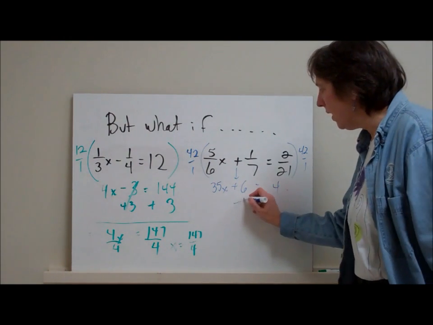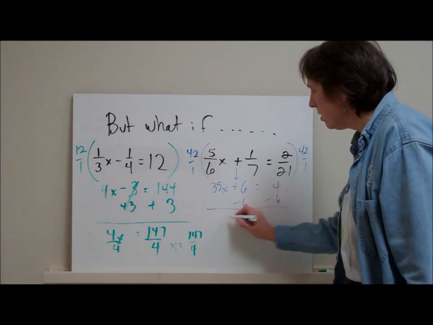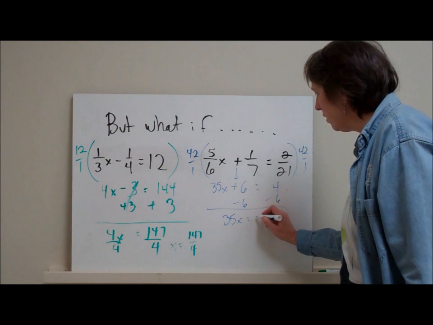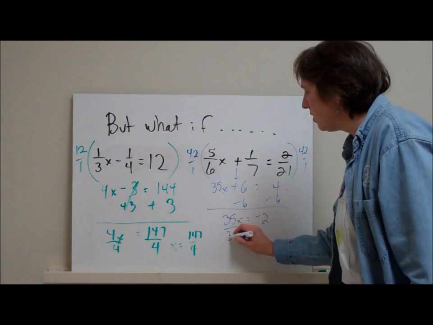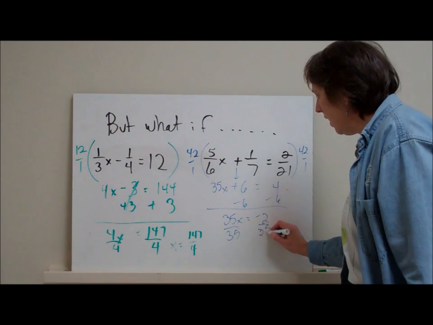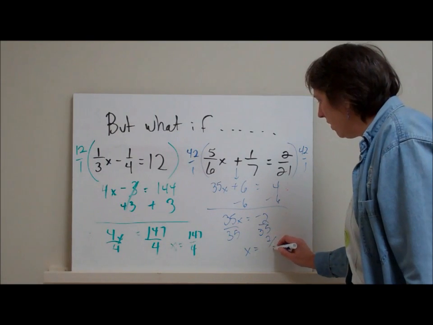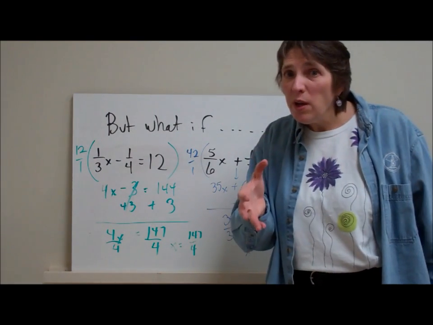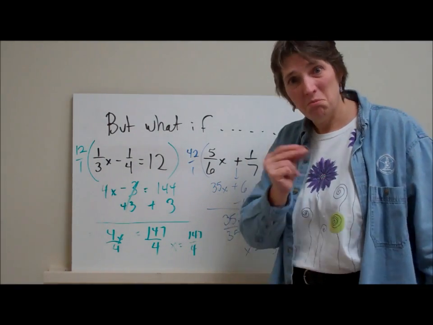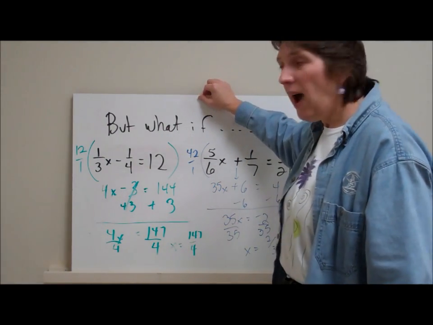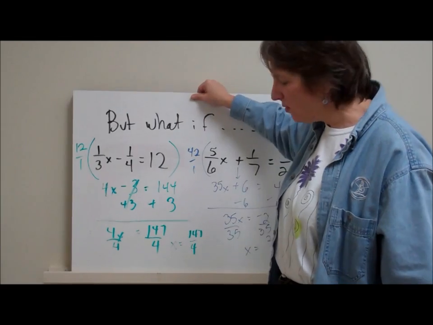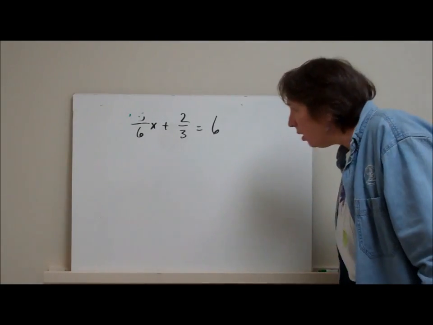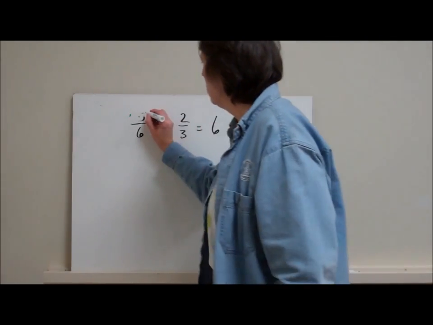Now I can just do regular two-step equations. I get 35x equals -2, divide both sides by 35, and my answer is -2/35. The only reason I'm doing this is so you can see you can manipulate an equation any way you want to. Remember that. And I like to get rid of the fractions so I don't have to fool with them.